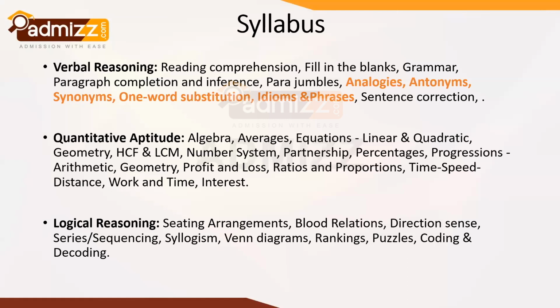As you can see here, there will be 3 categories per se. First is verbal reasoning, which deals with English grammar, vocabularies, and things of that nature. Second is quantitative aptitude, which deals with mathematics. And third is logical reasoning, which, as the name implies, deals with logic, right? For this session, we'll be solely focusing on verbal reasoning, and even inside that, on analogies, antonyms, synonyms, one-word substitution, idioms, and phrases, right? So we'll be quickly diving into this without any further ado.